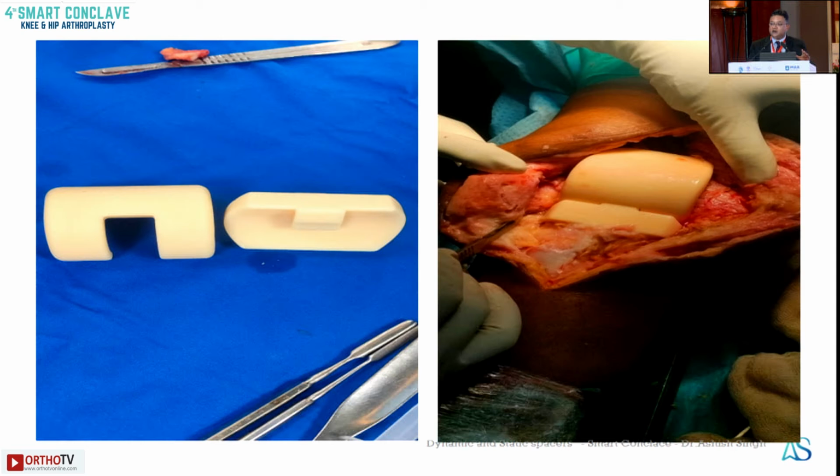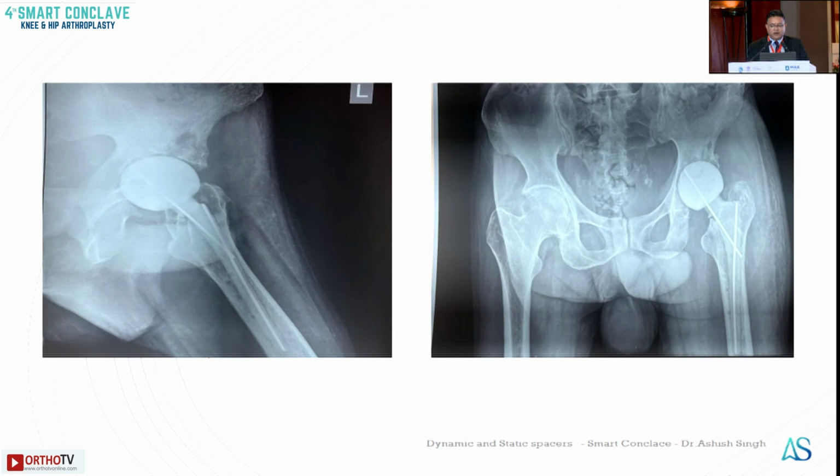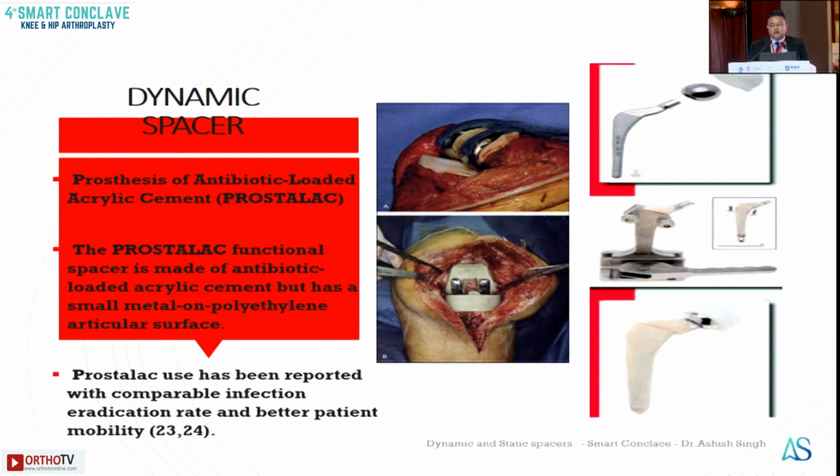So we have to take care that we take the smaller size, because most of the patients don't have the implant details with them and we just judge it. And these are some examples of dynamic spacers put in the hips. We also have one, this is just taken from the internet, Prostalac, which is a dynamic spacer.